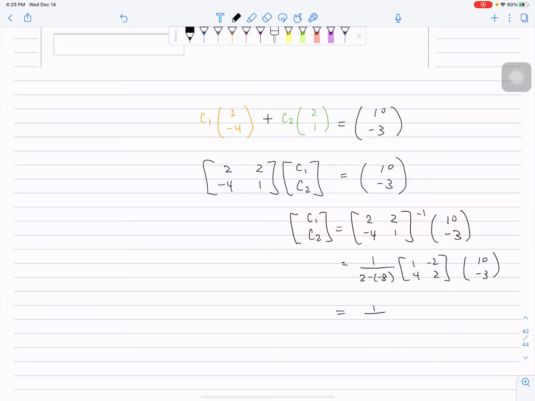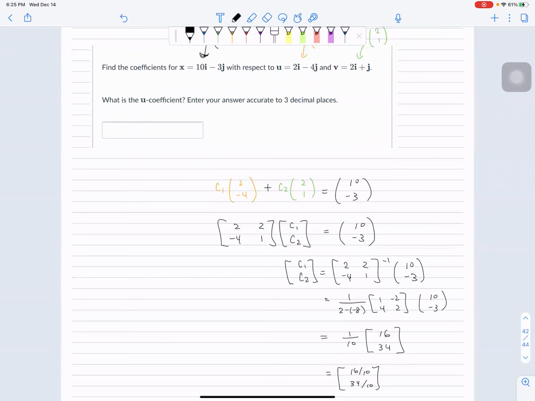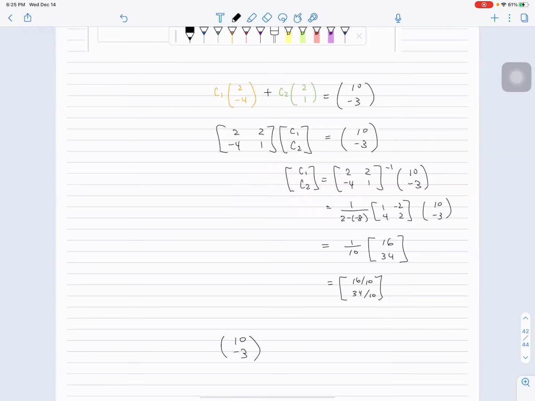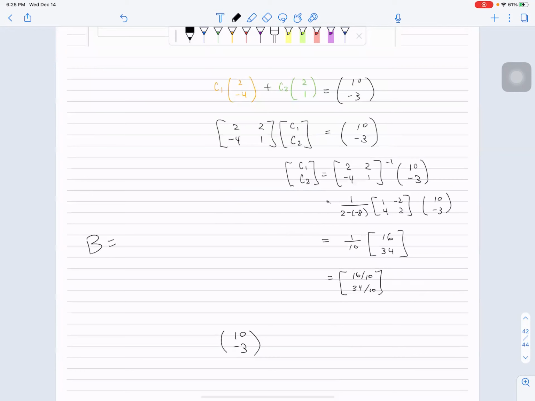And so this gives me 1 over 10. When I do the matrix multiplication, 10 plus 6 is 16, and 40 minus 6 is 34. And so these are going to be my question marks, my c1 and my c2. So c1 and c2 are the new vector in the new basis. Yes. So I would say (10, -3) in this weird basis, let me call it B, is written as (16/10, 34/10).